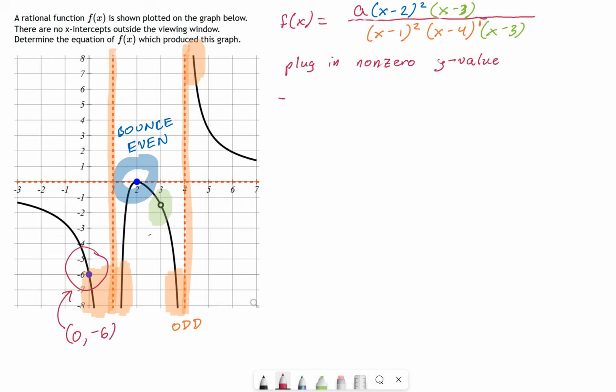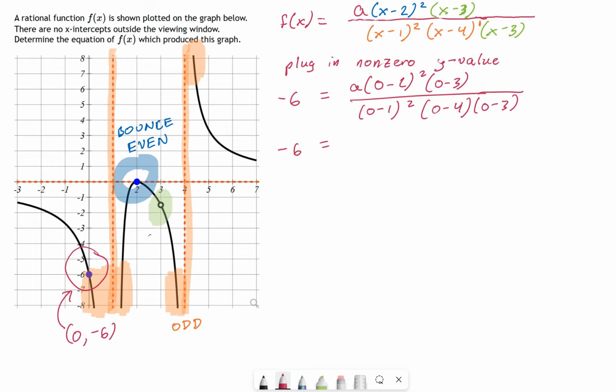Okay, we're going to plug that in over here. So negative 6 equals A times (0 minus 2) squared, (0 minus 3), divided by (0 minus 1) squared, (0 minus 4), and (0 minus 3). Okay, so now simplify both sides. Negative 6 is easy. On the right side, we've got 4, I think that's negative 12 on top. And on the bottom, it looks like a positive 12 once things simplify, which means cross out some 12s and we get negative 6 equals negative A, so A equals 6, and we plug this into our equation, and we'll be done at this point.